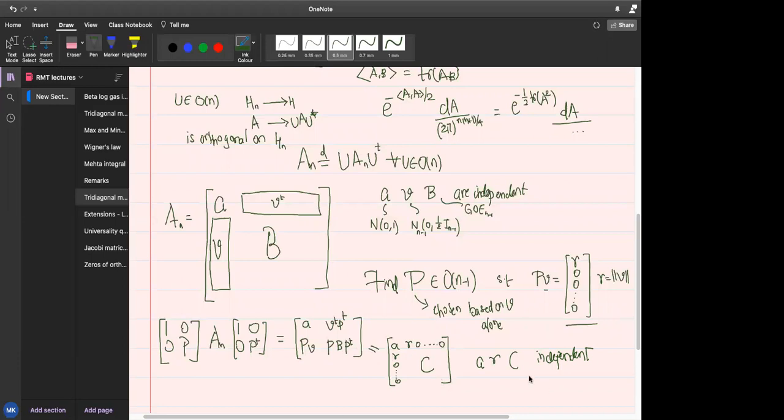Because irrespective, if you fix that P, since P is a GOE matrix, by what I said about the unitary invariance earlier, P B P transpose is just a GOE matrix. So conditional on P, it's a GOE matrix. So unconditionally also it's a GOE and independent of P. So C is independent of the other things. So it is a GOE n-1 matrix.